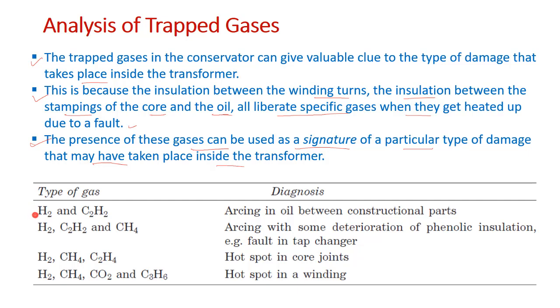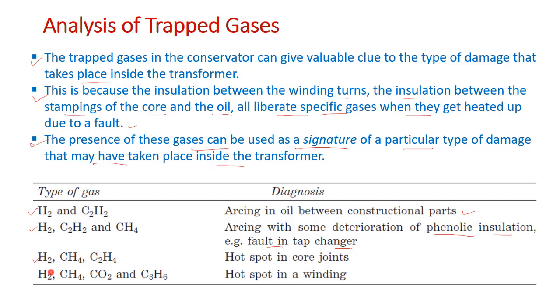Here, under type of gases, if the gases formed are H2 and C2H2, then your diagnosis is arcing in the oil between constructional parts. So the arcing is happening in the oil between different constructional parts. If the gases formed are H2, C2H2 and CH4, then the diagnosis is arcing with some deterioration of phenolic insulation, for example a fault in the tap changer. Sometimes the insulation breaks in the tap changer.